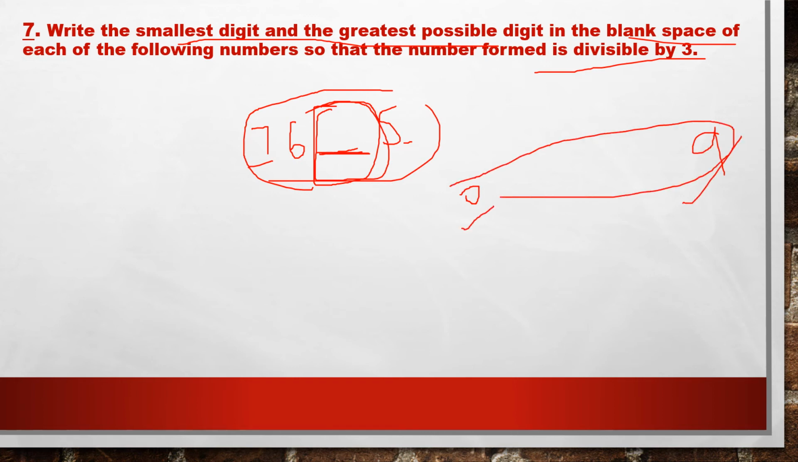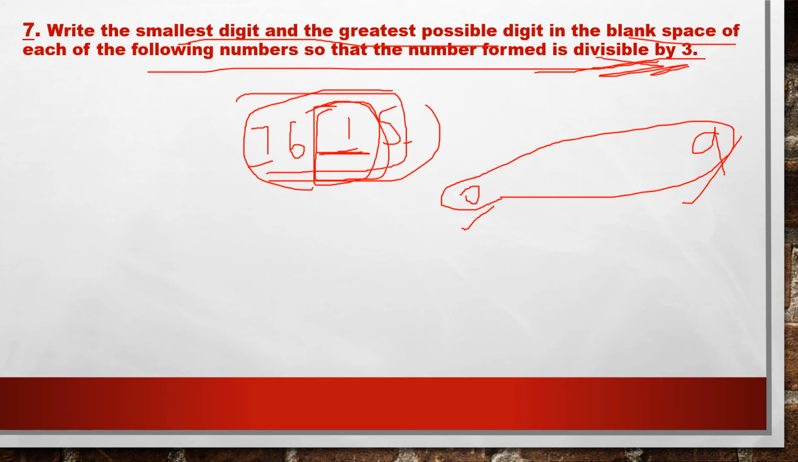But here he gave one condition that after filling this blank, that number should be divisible by 3. Means 3 divisible means you should add all these digits, right? Suppose I wrote here 1. Okay, means 7 plus 6 is 13, 13 plus 1 14, 14 plus 5 is 19. When you add this, you got 19, but 19 is not divisible by 3, right?